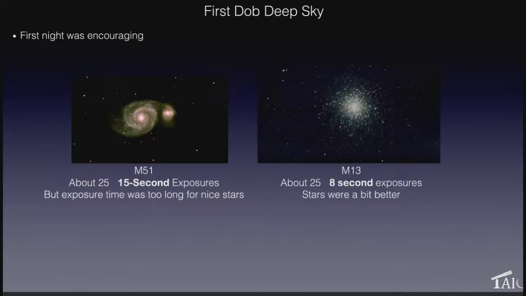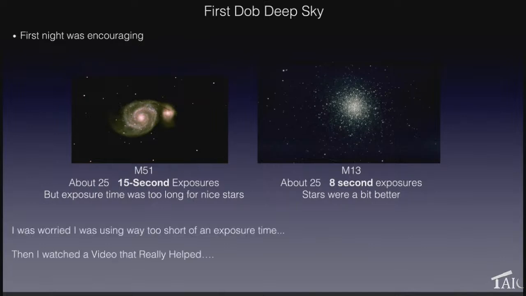And then here's M13. I shortened the exposures a little bit because the stars were really big and blobby on M51. So it was maybe a little bit better, but for me, that was kind of cool. Just putting my planetary camera in there, going out for, what, 5 or 10 minutes and getting these pictures. So I was worried that I was using way too short of an exposure time.